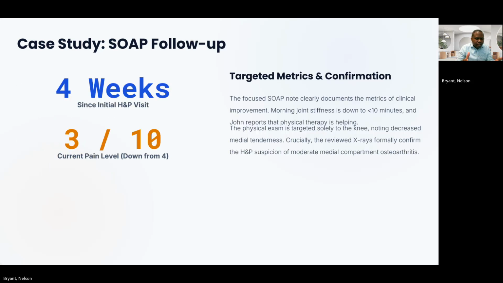And then four weeks later, Mr. John Doe comes back to the clinic. So we don't have to repeat his family history or a full physical assessment. So we can take a look at what changed. For example, his pain dropped to 3 out of 10, and stiffness is down to 10 minutes. And then we'll review his new X-ray results.